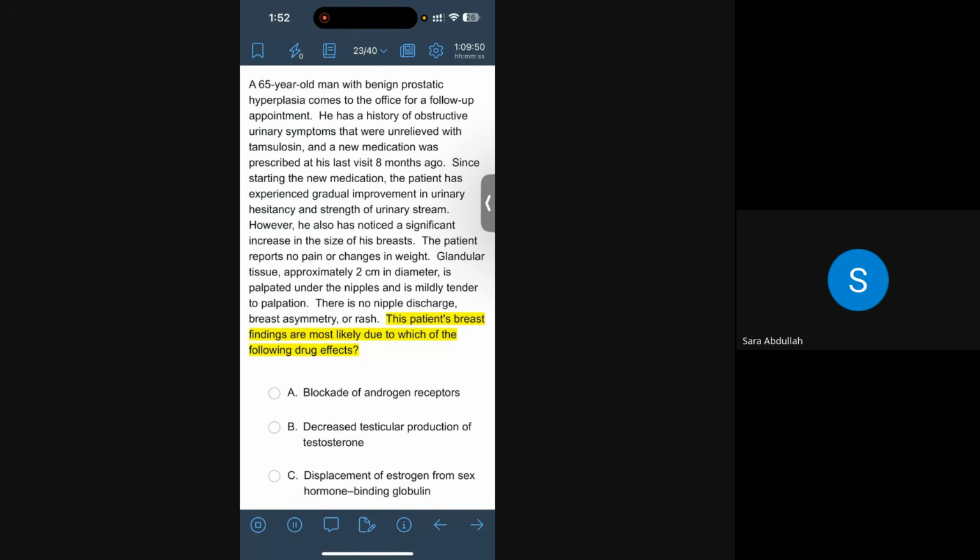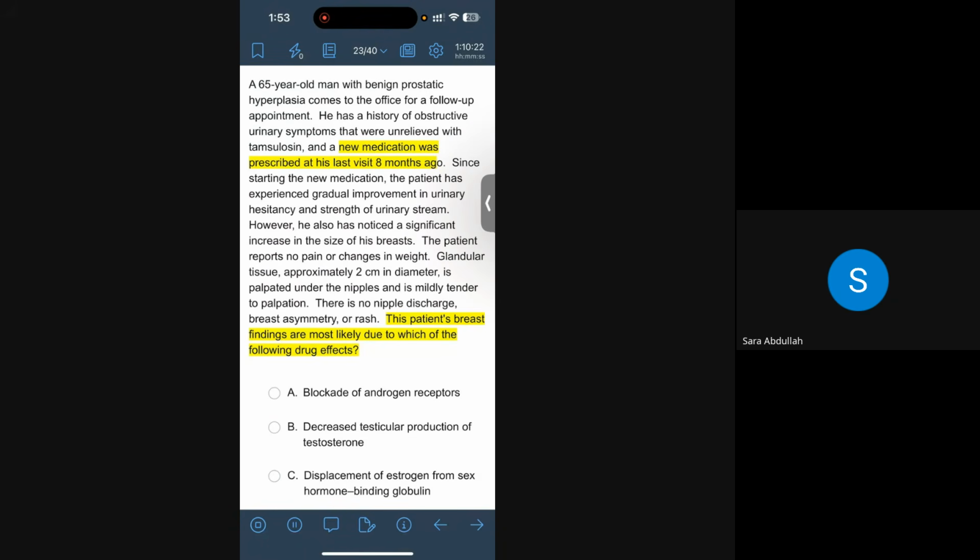The patient is a 65-year-old man with benign prostatic hyperplasia for follow-up treatment. The patient has obstructive urinary symptoms that were unrelieved with tamsulosin. A new medication was prescribed at his last visit 8 months ago. Since starting the new medication, the patient experienced gradual improvement in urinary flow and strength of urinary stream.